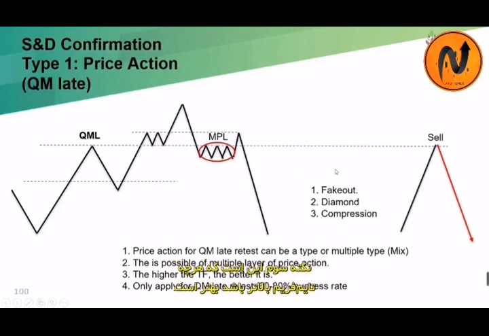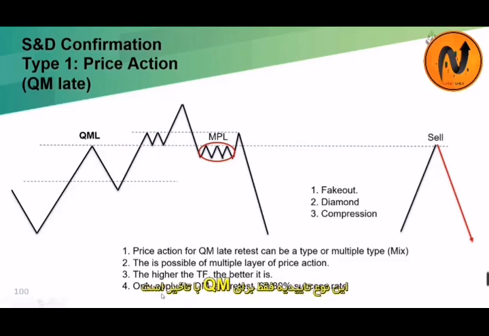The third note is that the higher the time frame, the better it is. Let's assume that you're looking at an M30 or M15, and you compare it with an H4 or daily chart. Which has a better chance of getting into this kind of trade? Definitely the higher time frame. But does it mean that lower time frames do not work? No, it does not mean that. It's just that higher time frames have a better chance.